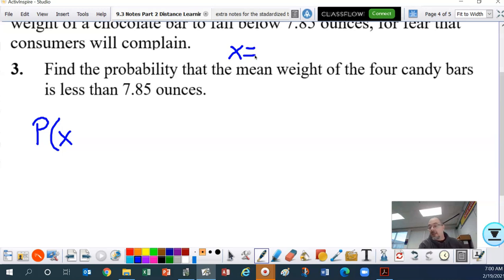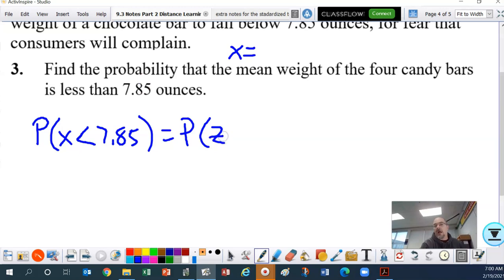So it represents the size of the candy bar, the weight, the ounces of the candy bar. The probability that it is less than 7.85 equals, we're going to convert that to a z-score. Now, obviously, the z-score is not going to be the same as number 1 because of the sample size.